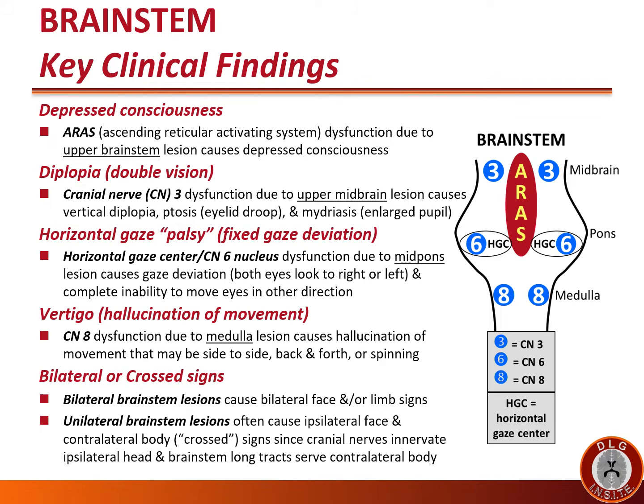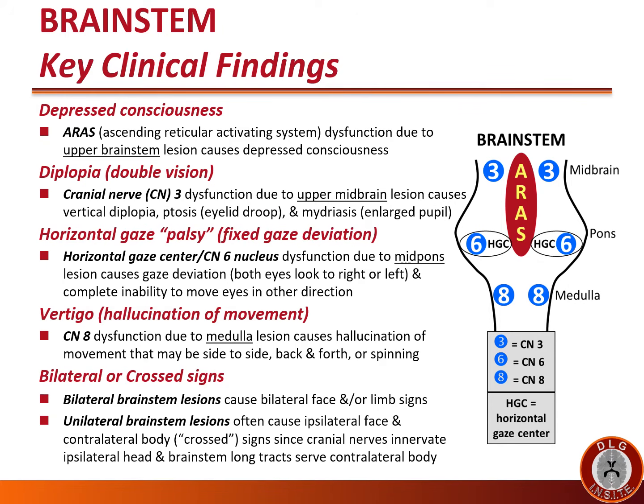The key clinical findings in the brainstem are depressed consciousness, diplopia, horizontal gaze palsies, vertigo, and bilateral crossed signs. So as one can see in this cartoon, the ascending reticular activating system, or ARAS, is in the upper brainstem, the midbrain and upper pons. And lesions there cause depressed consciousness.